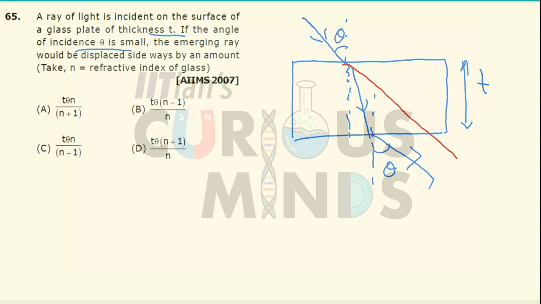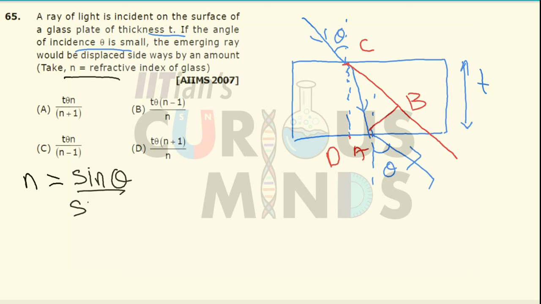At what distance are they displaced? In short, we have to find out the perpendicular distance between them. Let this distance be equal to AB, let this point be C, and let this point over here be D. I can say that mu, the refractive index n, is equal to sin i divided by sin r, that is sin theta divided by sin r.